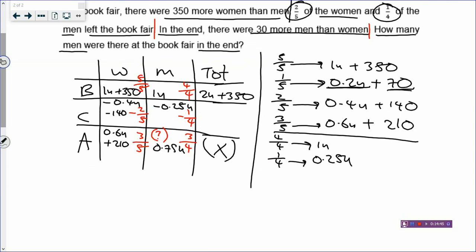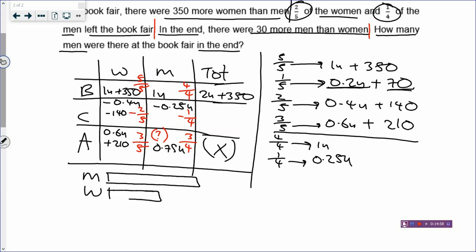There's a "more than". So how do we draw the model? There were 30 more men. So let's draw the model. Let me draw over here. All right. So there were 30 more men than women. So you draw a longer rectangle for the men and a shorter rectangle for the women. And there were 30 more men than women.